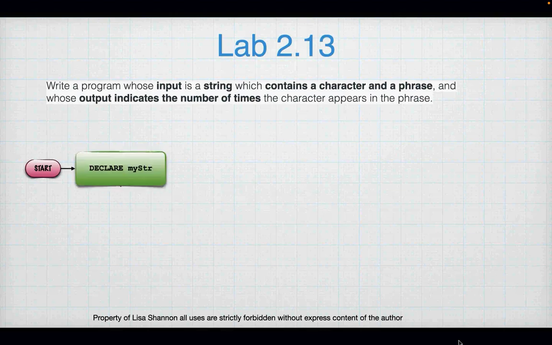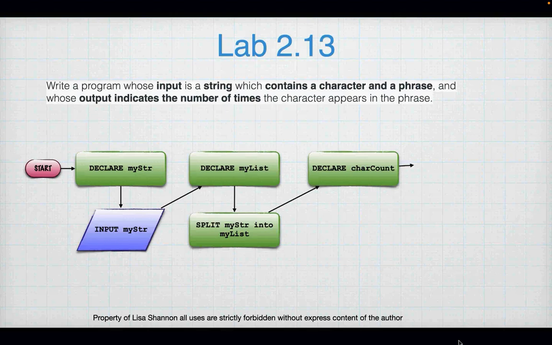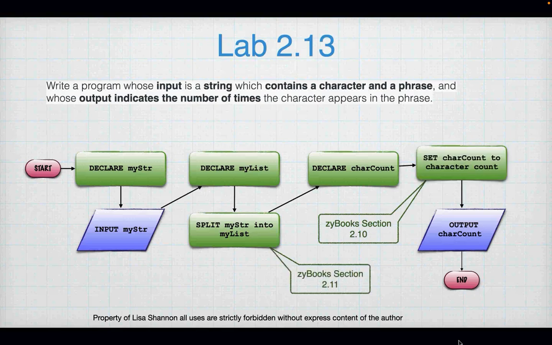So I'm going to declare meister. I'm going to input meister. I'm going to declare my list. I'm going to split my string into a list. I'm going to declare the variable my count. Sorry about this, this is just in the wrong order. And then I'm going to set char count to the character count. So this is where you're going to use that dot count function. You can find it in zyBook section 2.10. You can find the split in zyBook section 2.11.